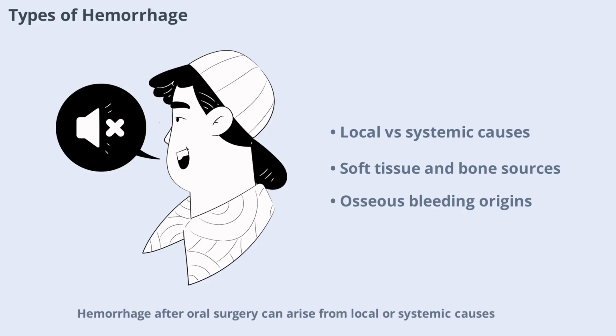Hemorrhage after oral surgery can arise from local or systemic causes. Most often, postoperative bleeding in healthy patients is due to local factors, such as injury to soft tissues or bone. Osseous bleeding, for example, can originate from nutrient canals in the alveolar bone or from vascular lesions like hemangiomas. Recognizing the source of bleeding is the first step in effective management. Whether the bleeding is from soft tissue or bone, understanding the underlying cause helps guide appropriate intervention and ensures patient safety.